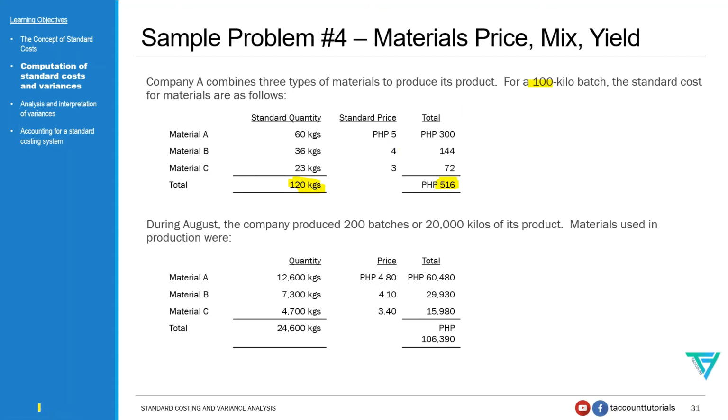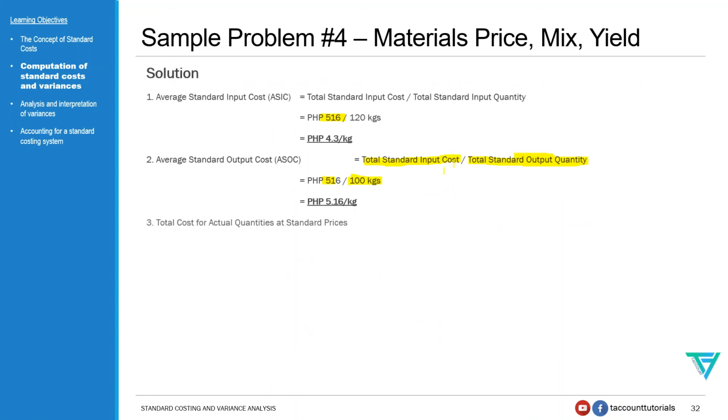I'd also like to point out that the standard input quantity of 120 kilograms provides 100 kilos of output. So basically, 120 kilograms yields us 100 kilos of product after it has undergone the production line. So that's something to point out here.